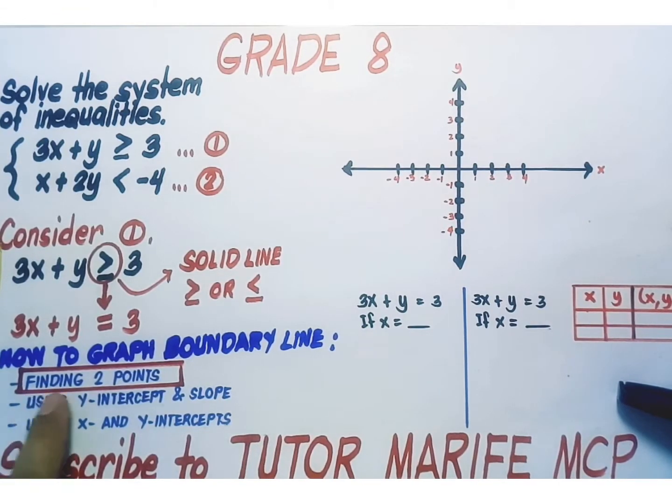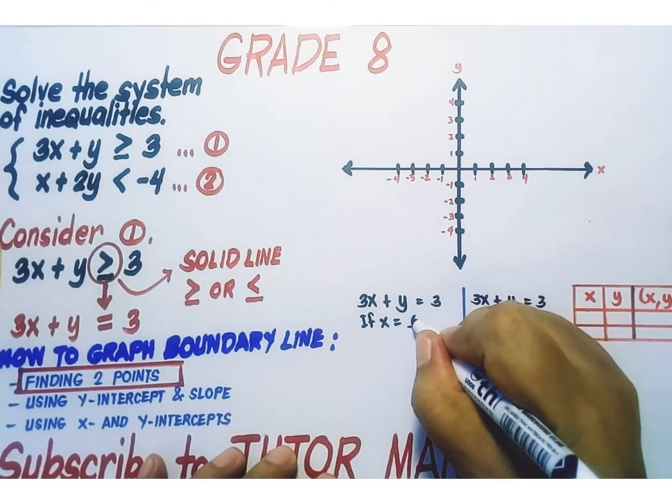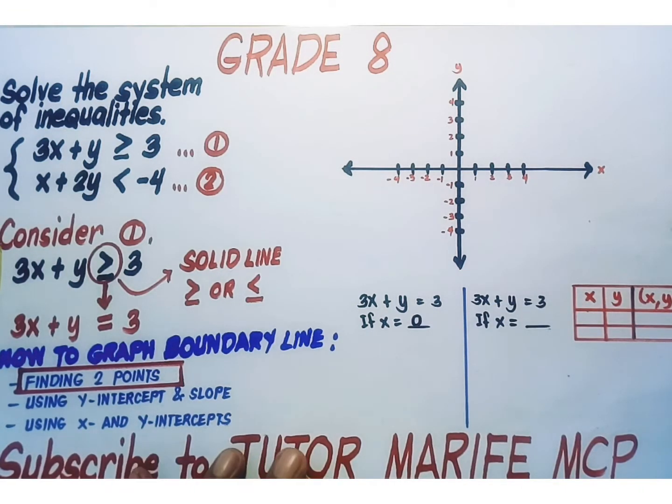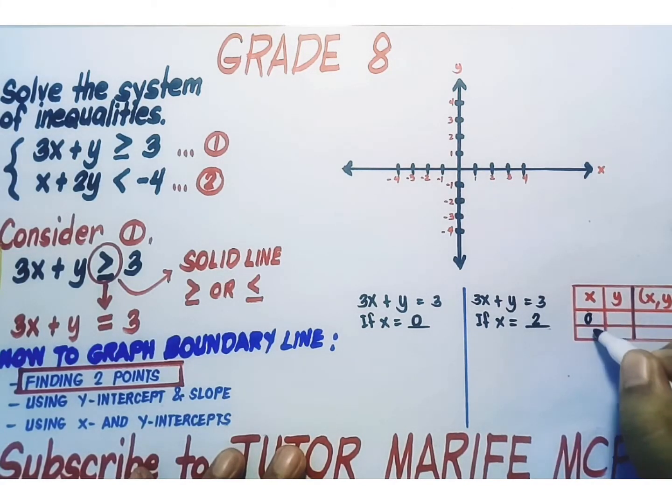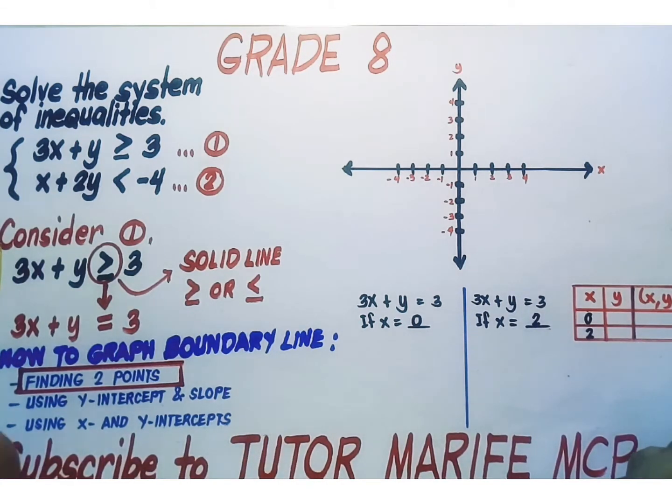I will be using the first method, which is finding 2 points, to graph the solid boundary line 3x plus y equals 3. Again, how to find 2 points? I can choose any values of x, then solve for the corresponding values of y. So for my first point, I'll be choosing x equals 0. And for my second point, I'll be choosing x equals 2. Remember that you can choose any values of x.